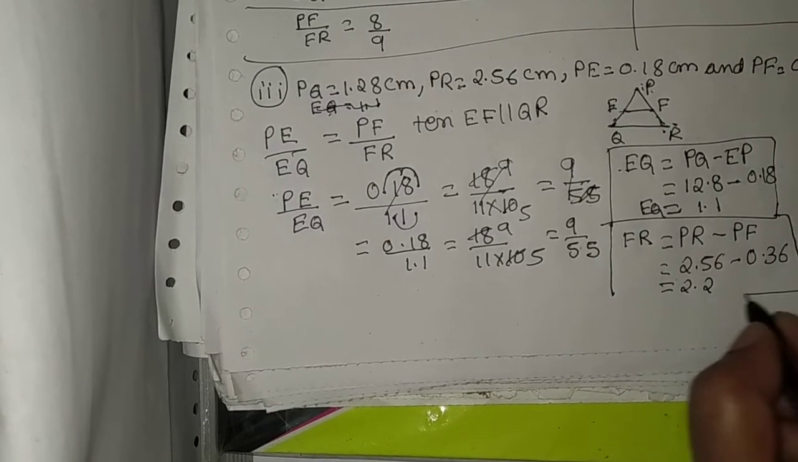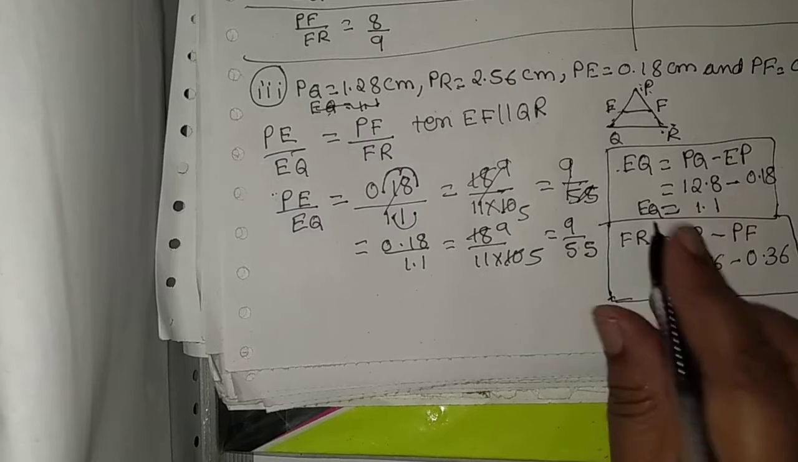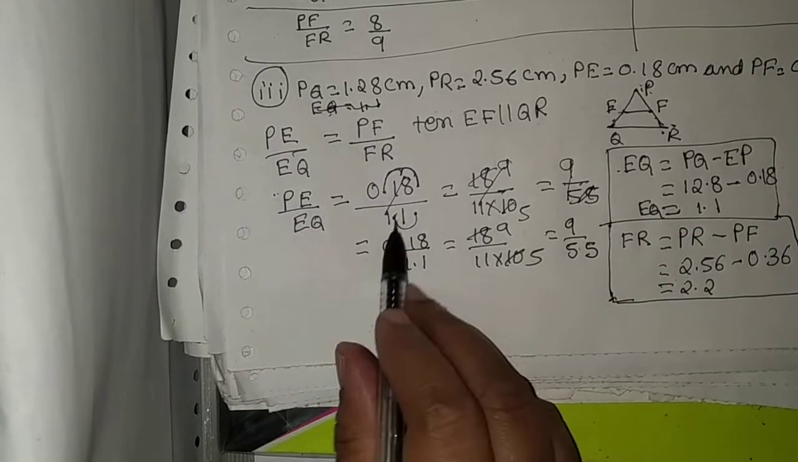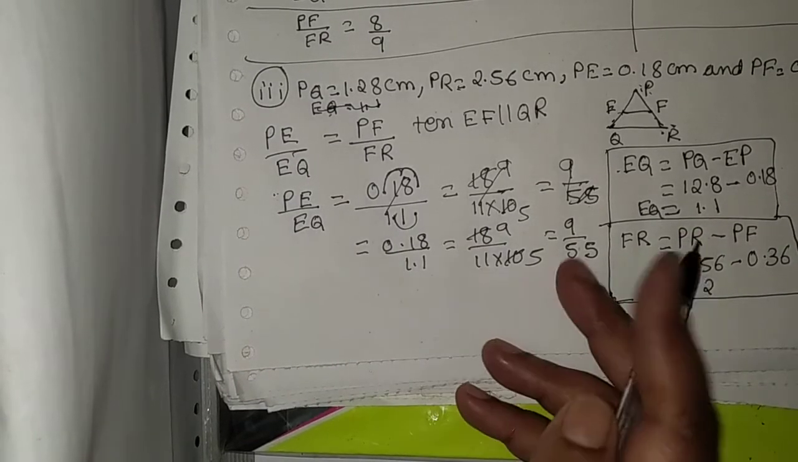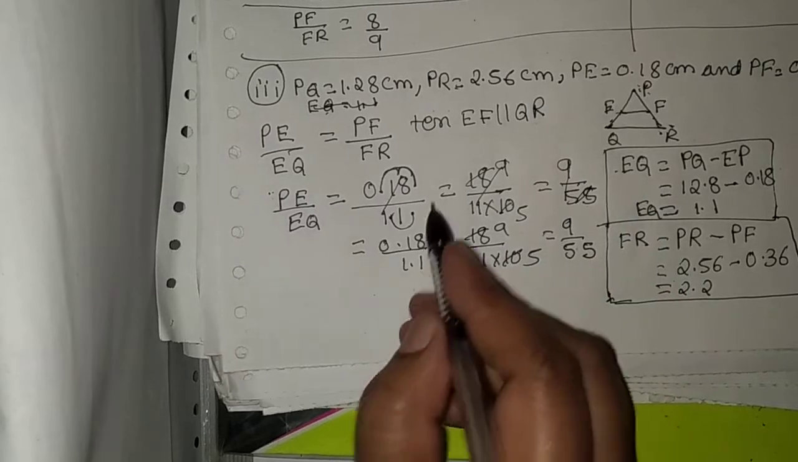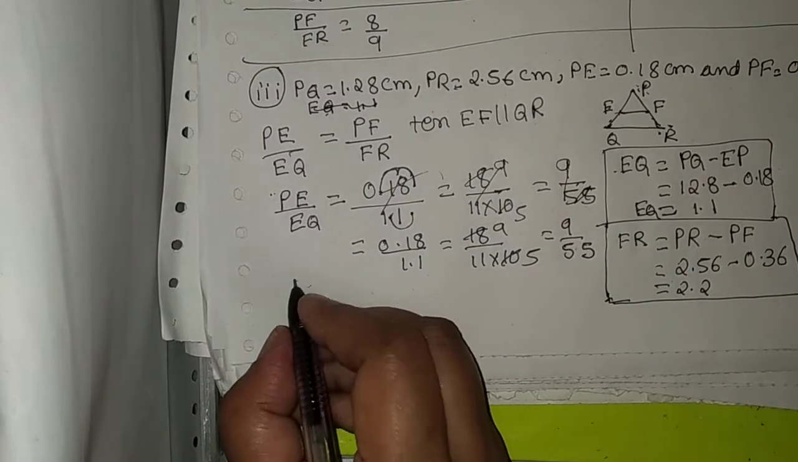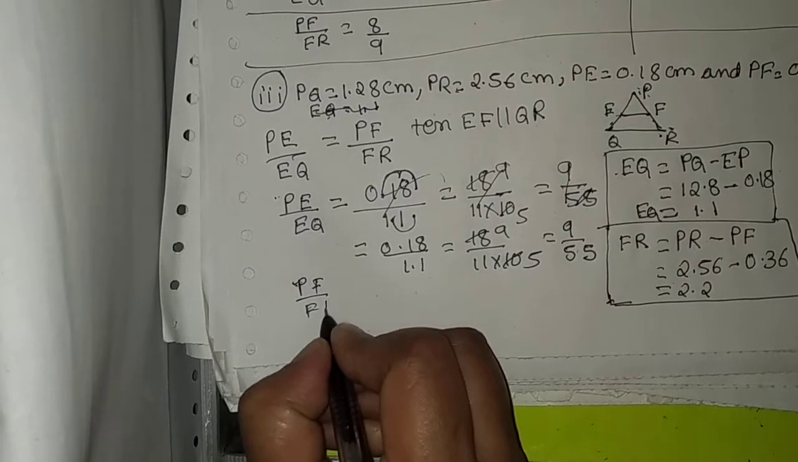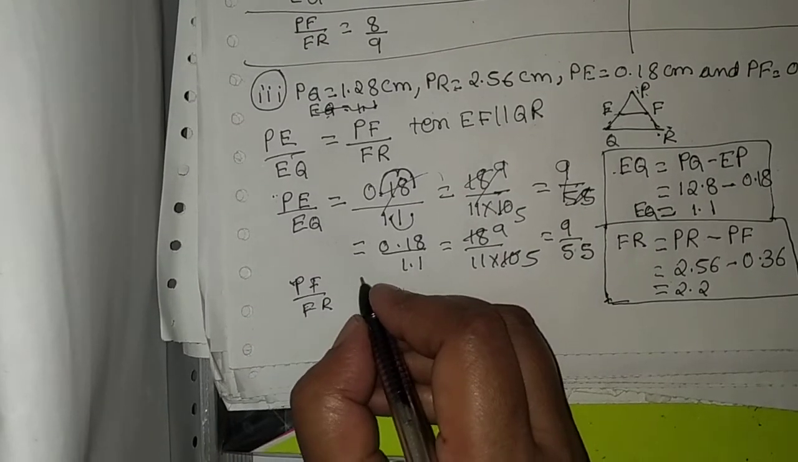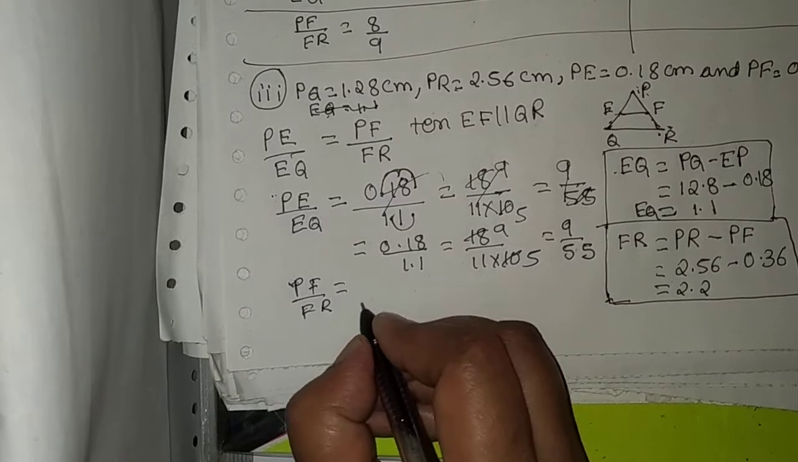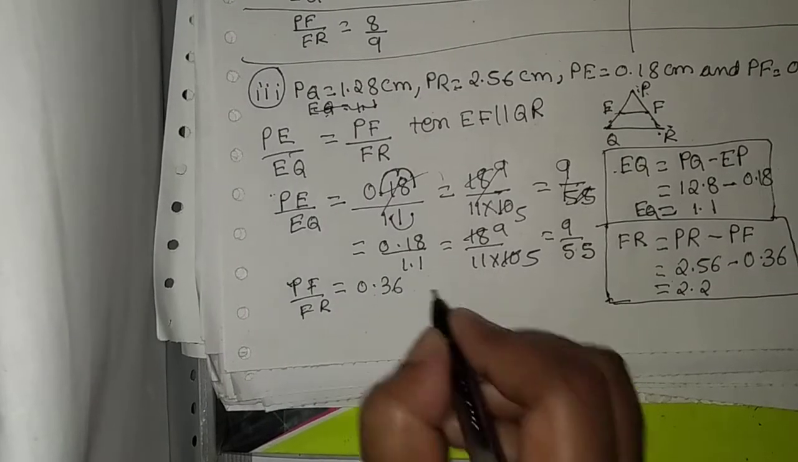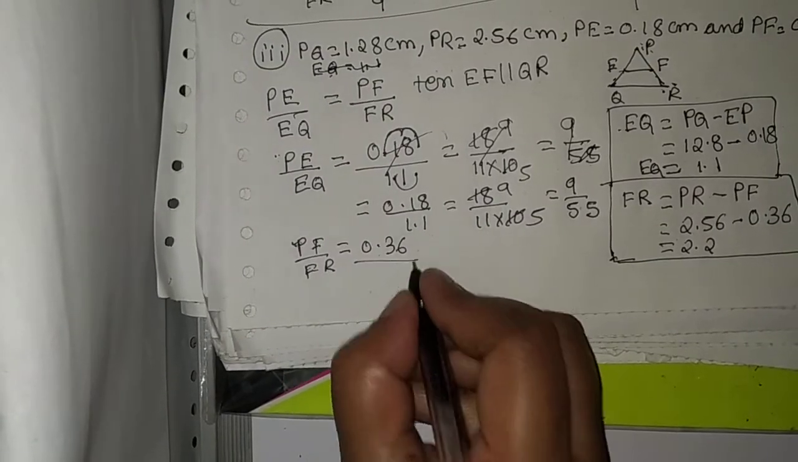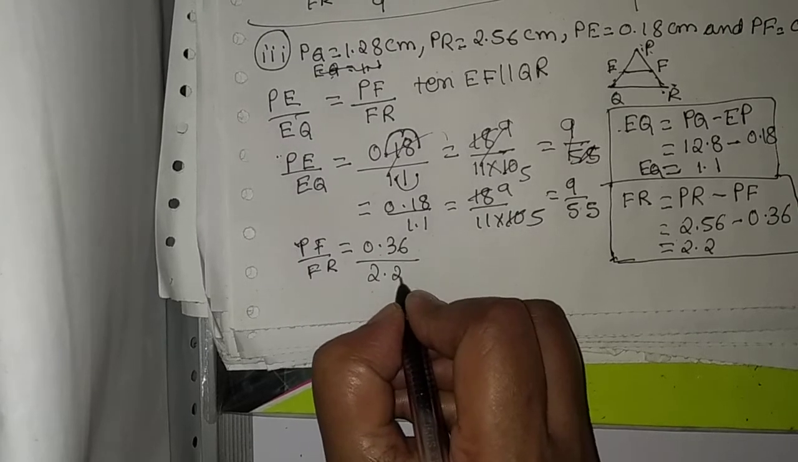So here also we have to find out. First we found EQ. Here, sorry, I just substituted before calculating. First calculate and then substitute. Next is PF by FR. PF is given, that is 0.36. Then substitute for FR, we got 2.2.